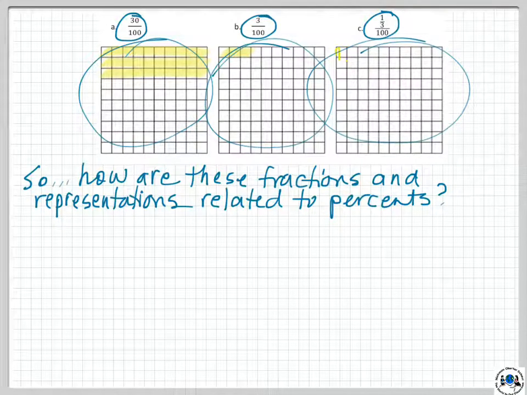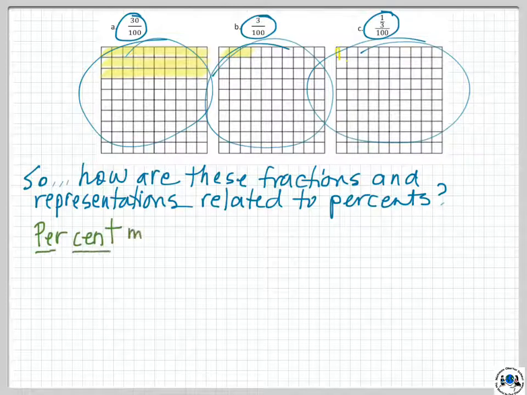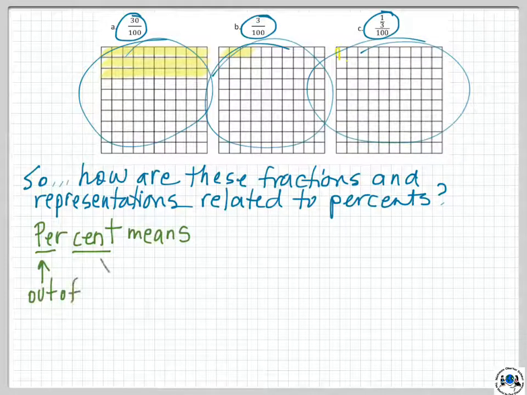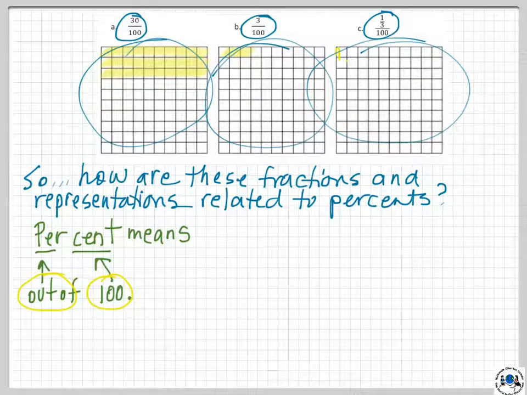In terms of these graphical representations, these are showing us these fractions as well. But how are they related to percents? Well, percent means out of 100, or per 100. You can see very well how these boards represent the percentages, and that you can look at how many are shaded in. In the first case, there's 30 out of 100, so that means there's 30%.